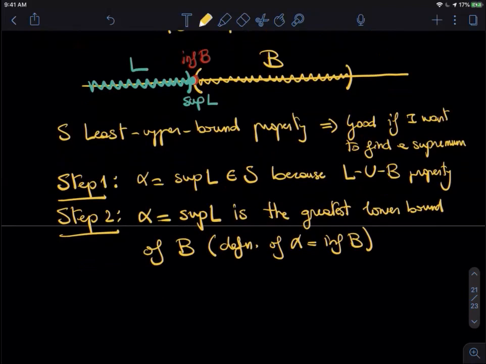So step 1. For step 1, we need to somehow use, the only thing we can use is the least upper bound property. Okay, so let's set things up. So we have our B that is bounded below.